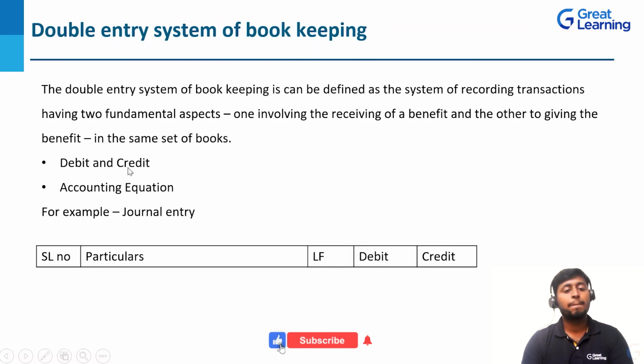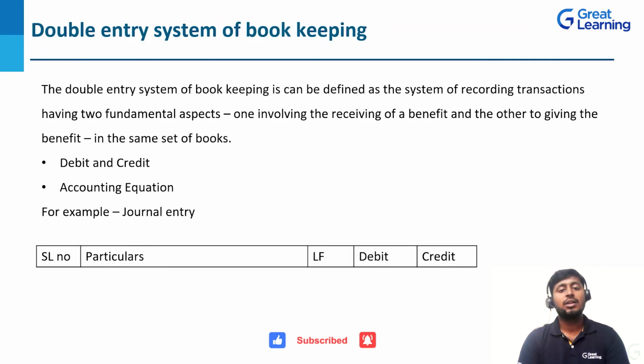So next, we have two side effects in the double entry system of bookkeeping. One is debit and another one is credit. We have two side effects there. Okay. In that we are going to do all the bookkeeping.